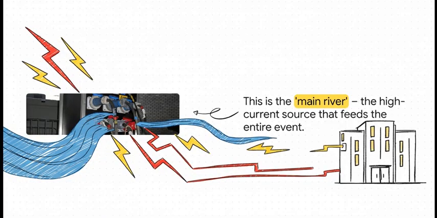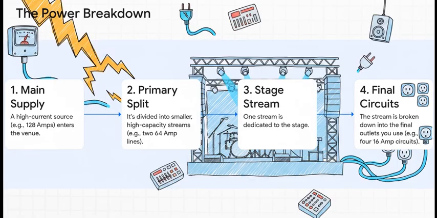And here's what that main river actually looks like in the real world. It's a huge, high-current supply. You might see a connection like this on the side of a venue, just waiting for a big production company to come plug their own system into it. This is ground zero. All right, so how does that big river get broken down?